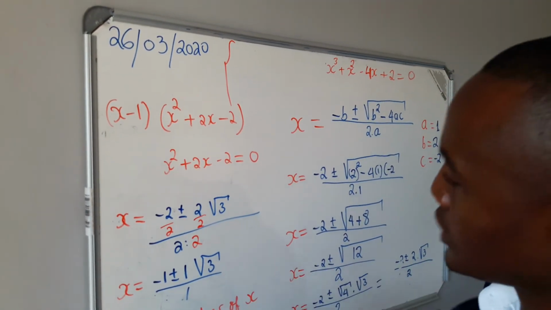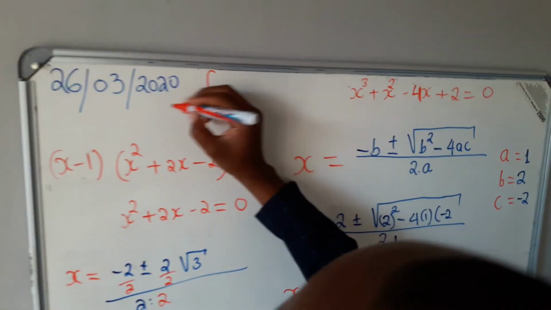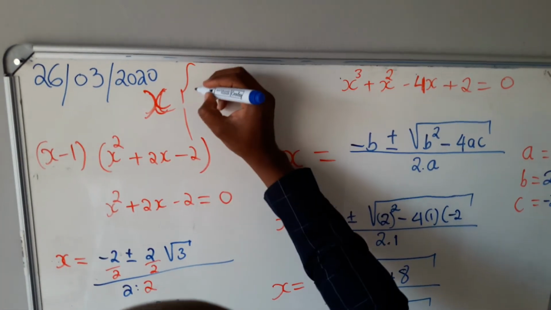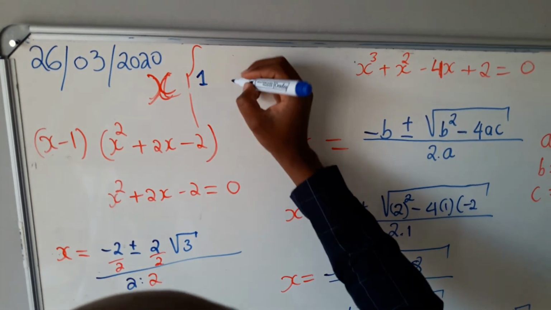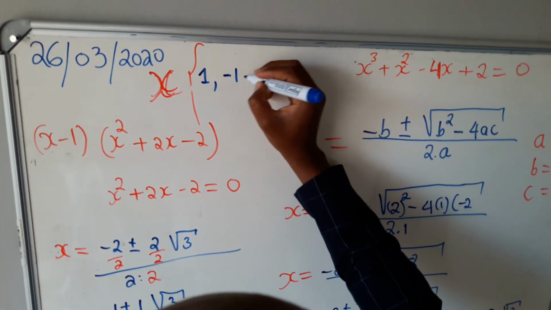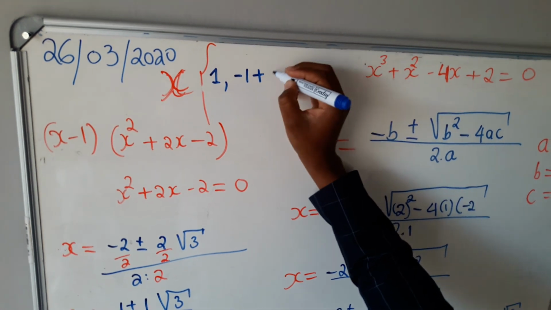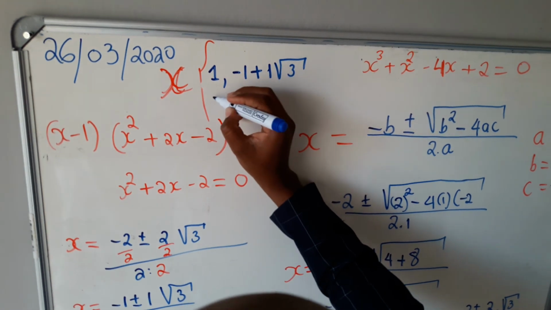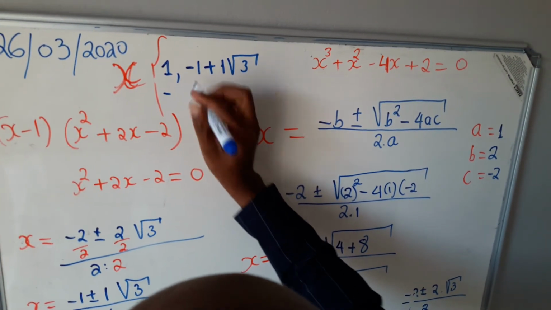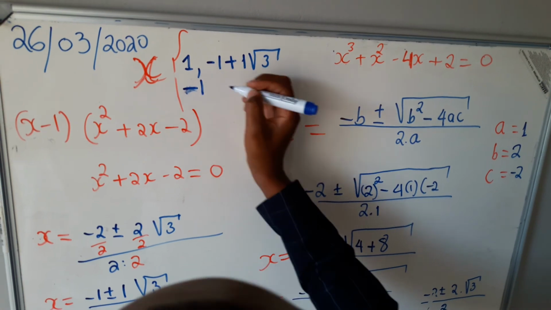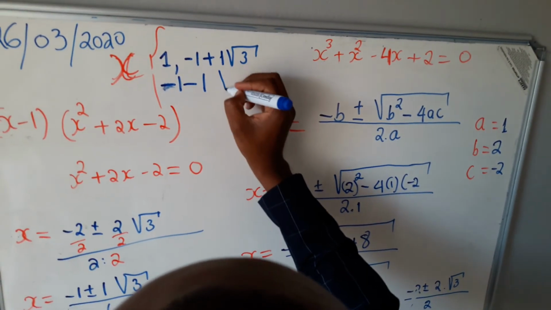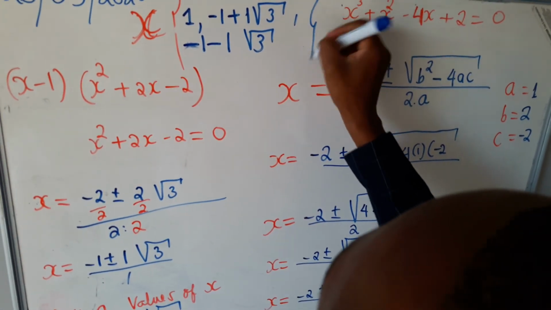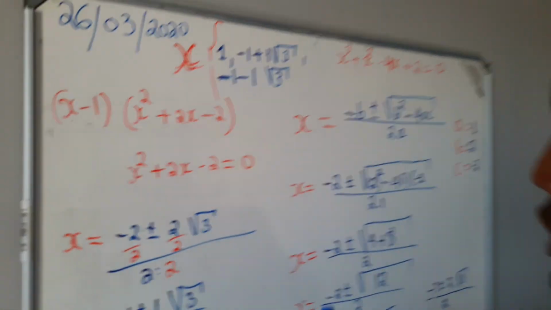So the values of x will be 1, also -1 plus the square root of 3, also -1 minus the square root of 3. And those will be the values of our equation.